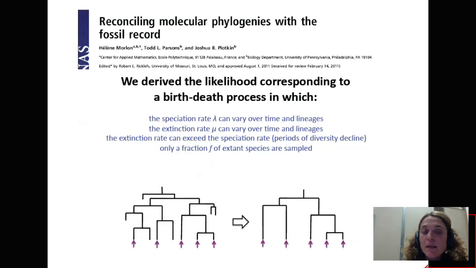So what we did in this paper with Todd Parsons and Joshua Plotkin from the University of Pennsylvania was to derive the likelihood that corresponds to this particular birth-death process, a birth-death process where the speciation rate can vary over time and lineages, the extinction rate can vary over time and lineages, and the extinction rate can exceed the speciation rate, which is not a big deal to do to derive the likelihood expression, but hadn't really been considered in previous implementations of the process. And we can allow for partial sampling, whereby only a given fraction of the extant species are sampled.